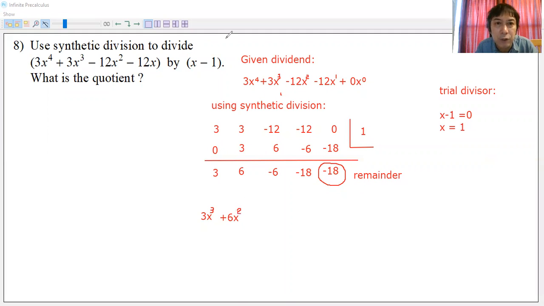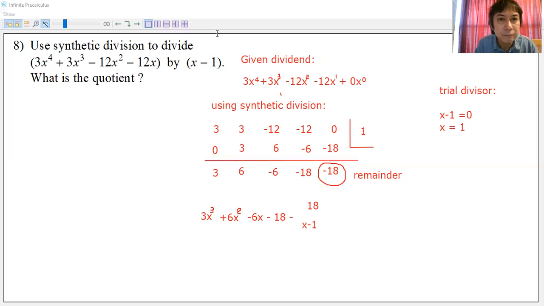And then continue with the next. This will be a minus 6, first degree now, x, followed by the constant 18. Okay, now our remainder is a negative 18, so we will have a minus the fraction. Minus, we now write our 18, and then below that is the divisor x minus 1. Okay, x minus 1 there.